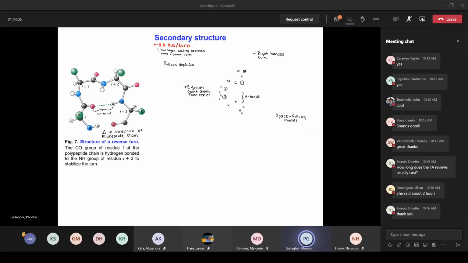Okay, so a reverse turn is a type of secondary structure. It's what makes it reverse in its direction, so you'll see a few of these in the secondary structure. Know that there is hydrogen bonding between the first and the fourth amino acid. You can figure it out with this formula here. So if you have the 27th amino acid, it's going to hydrogen bond with the 30th one, essentially.